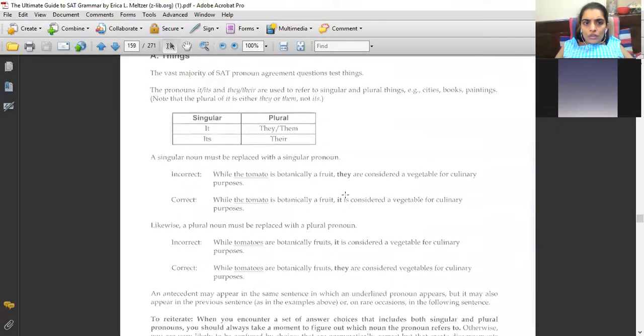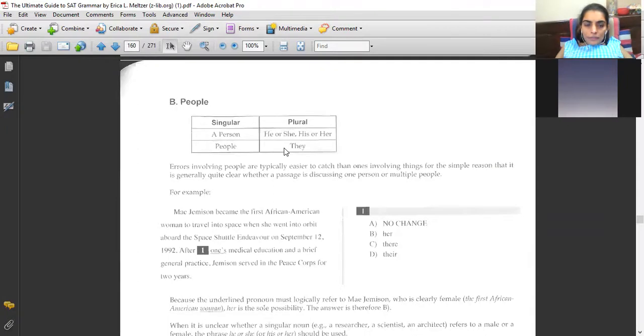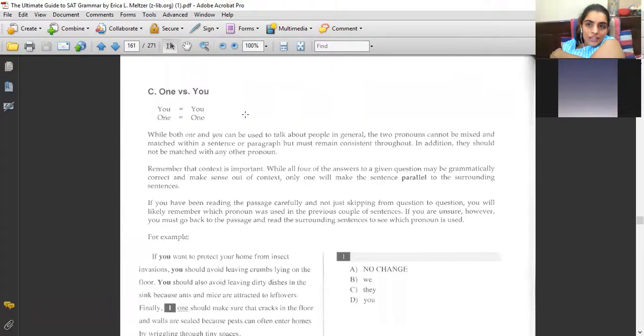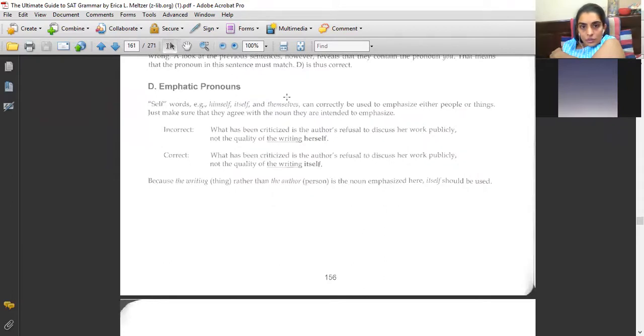There's noun, pronoun agreement. If it is singular and it's a thing, you'll use the word it or its. And if it's a plural thing, you'll use they, them, or their. Okay? And if it's people, if it's singular, you'll use a person or people. And if it's plural, you'll use he, she, his, her, or they. Okay? And then one versus you, I think this is parallelism. If you're starting writing with one should do this, one should do this, you should continue with one, or you can do it with you.